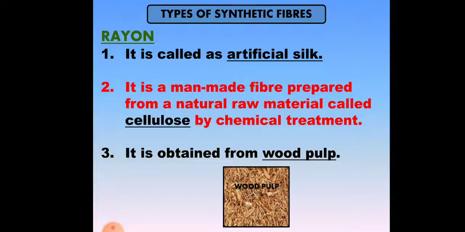Rayon. Rayon is also a synthetic fiber. We call rayon artificial silk. Due to its luster, we call it artificial silk. It is a man-made fiber prepared from a natural raw material called cellulose. Since it is obtained from natural raw material, you might call it a natural fiber, but we should not, because it undergoes chemical treatment. So, we have to call it a synthetic fiber. It is obtained from wood pulp.